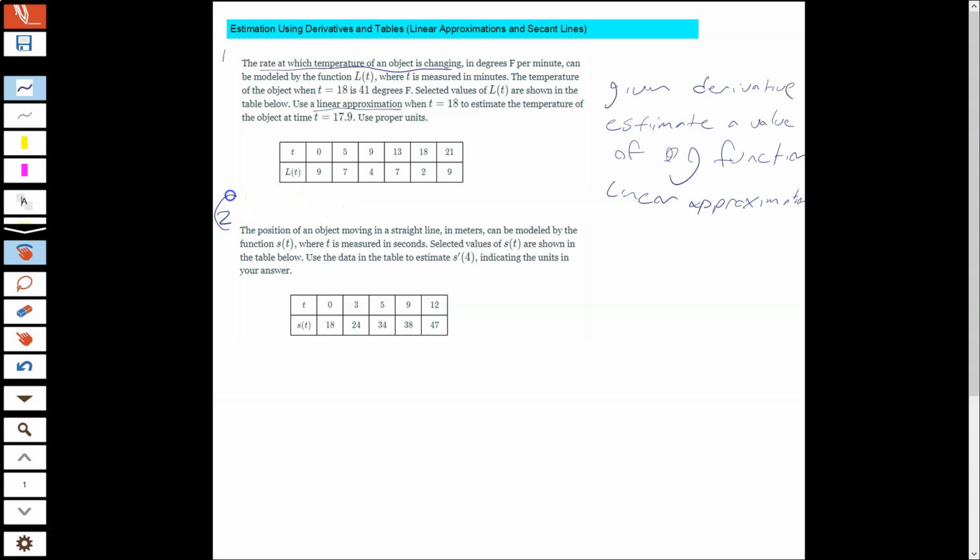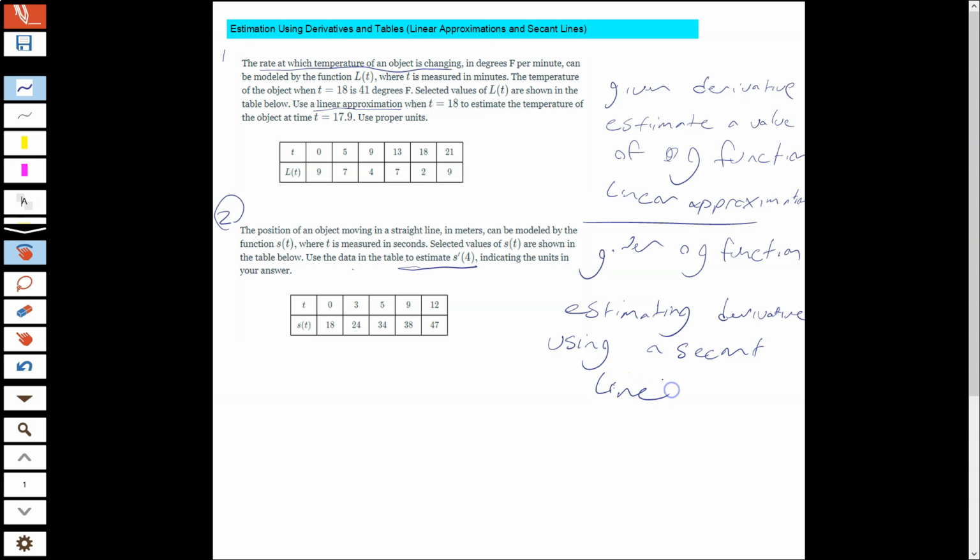So in problem number 2 here, you can take a second to read it. In problem number 2, s is position. So we know s is like our original function. And we want to use the values of the table to estimate s prime of 4. So here in problem number 2, we're given our original function, and we're estimating the derivative. And we're doing that using something we're really familiar with. We're using a secant line.